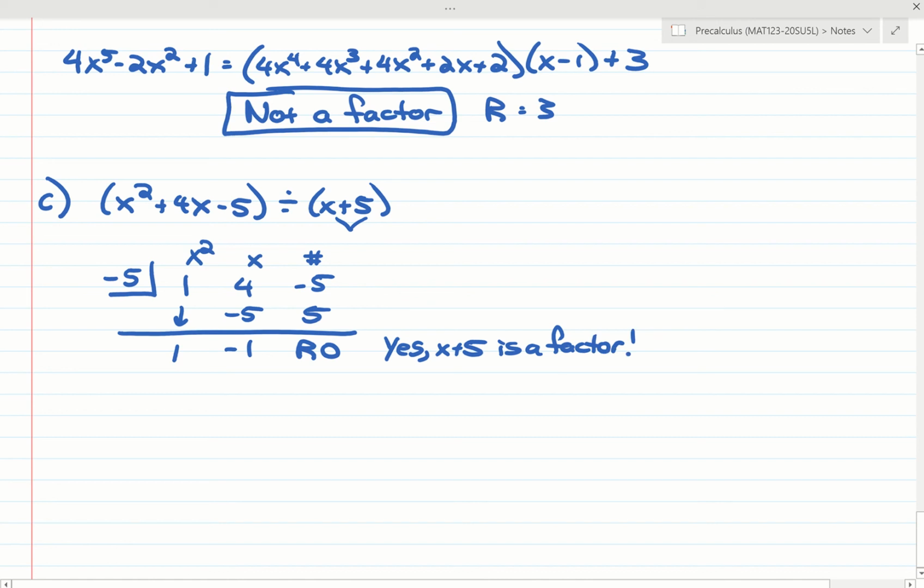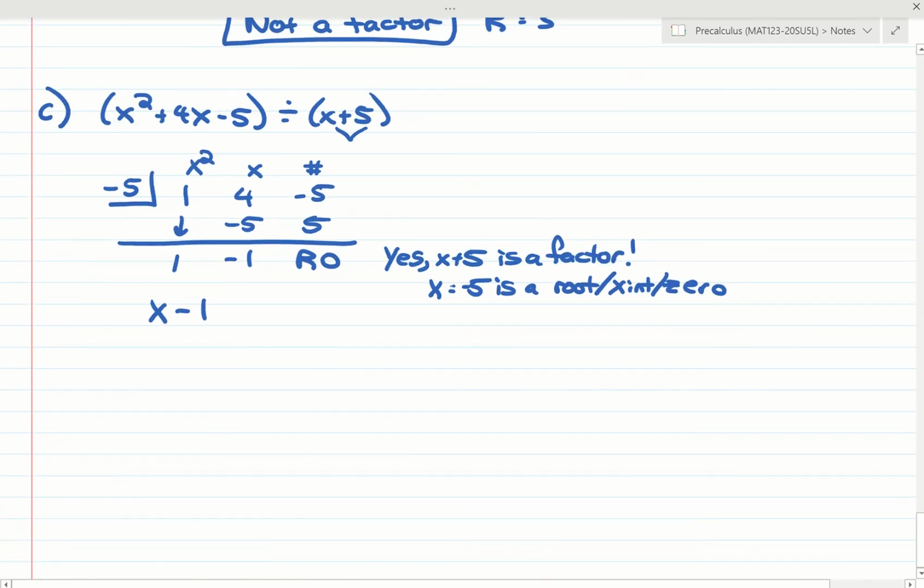So x plus 5 is a factor also means that x equals negative 5 is a root. We'll talk about this more in an upcoming section. Root is another word for x-intercept, which is another word for 0. But we did get a remainder of 0, and our quotient would just be x minus 1. So we could say that x squared plus 4x minus 5 is equal to x minus 1 times x plus 5. And that's actually how it factors. There's no remainder. That's completely factored out.